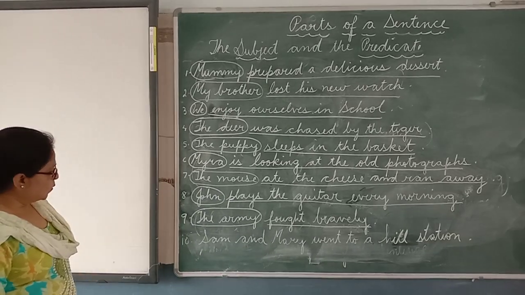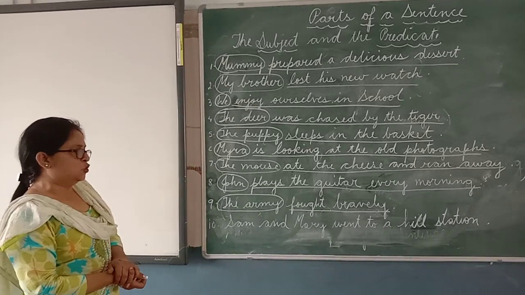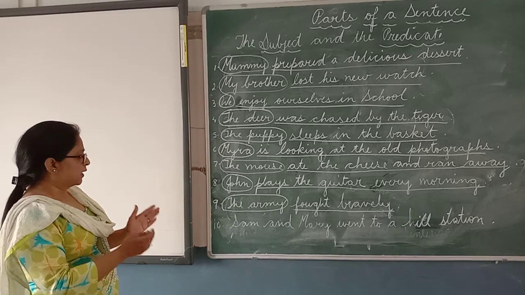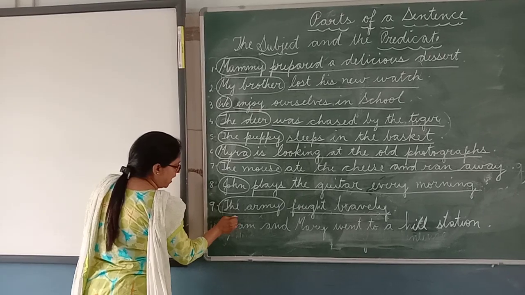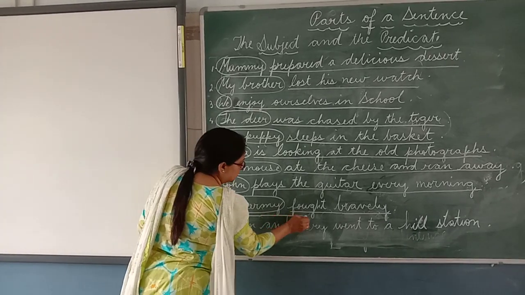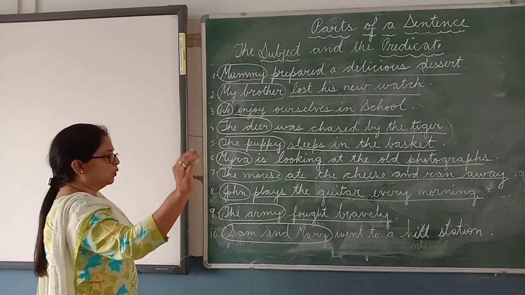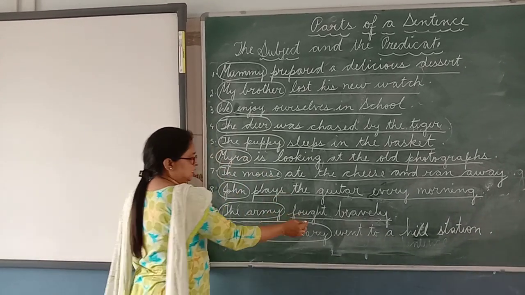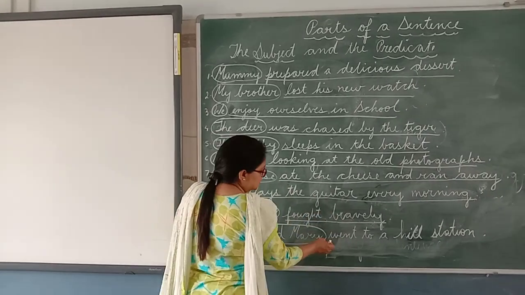Now, the last one, that is number 10. Sam and Mary went to a hill station. We are talking about Sam and Mary. So they are the doers of the action. So Sam and Mary are the subject. We are talking about them. Went to a hill station is the predicate. So it is verb plus rest of the sentence.